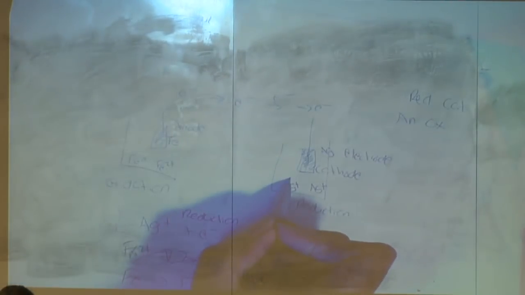So this anode is going to get smaller. The cathode is going to get bigger. So when you have a problem like this, they'll probably give you the equation, and they'll give you examples of this, and you're going to have to label what is what.